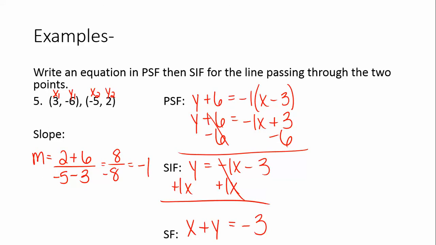And you actually could check this answer by plugging in one of these ordered pairs, making sure the left side equaled the right side. So that's a good way to check yourself. If we use this second ordered pair and I plug negative 5 in for x and 2 in for y, I get negative 5 plus 2. That equals negative 3. So I do know I have the right standard form for these two ordered pairs. I don't have any fractions, and my x term is not negative, so we're okay.